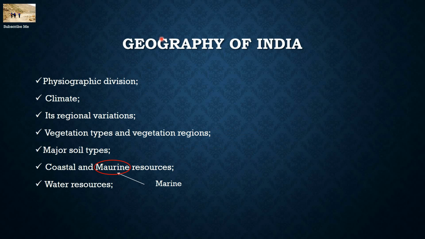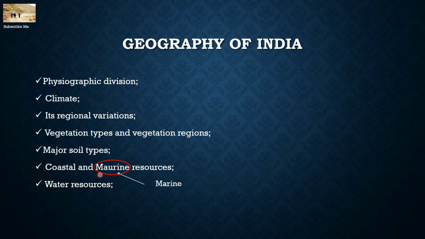Now, geography of India is very important, basically the base of geography for Indians. It includes physiographic divisions, six to seven of them, so study about it. Basic, very basic. Climate, different types of climatic regions along with their climates and how they are affected. The regions, their regional variation, vegetation types and their regions, and major soil types: alluvial, black, red, and so on. Coastal and marine resources.